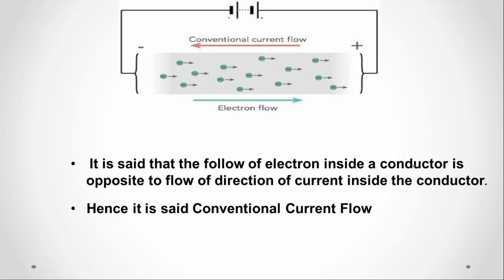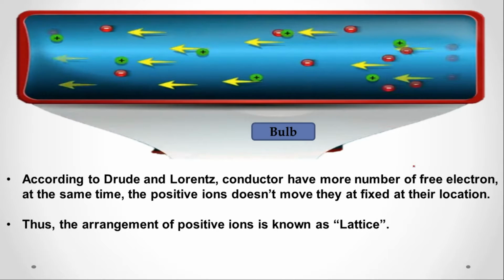Hence, it is known as conventional current flow. Let's understand the flow of electrons inside a conductor. According to Drude and Lorentz, a conductor has a large number of free electrons. At the same time, the positive ions don't move. They are fixed at their location.